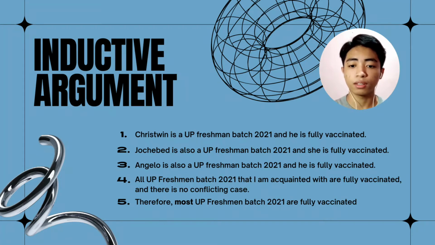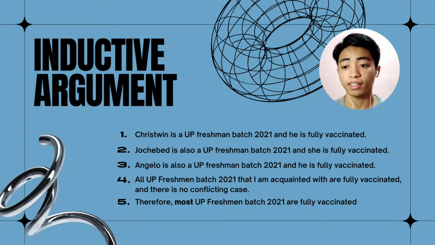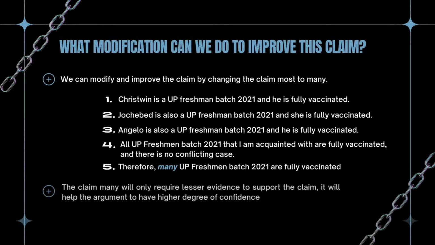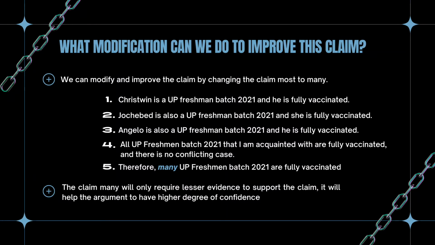Lastly, therefore, can we claim the opposite, that most UP freshmen are not fully vaccinated? Still no, because we don't have enough evidence to prove this claim. How can we improve this argument? We can improve it by modifying the conclusion.